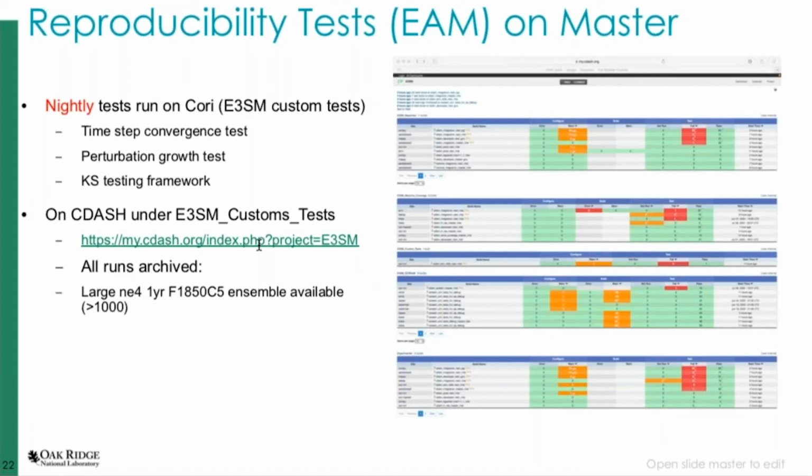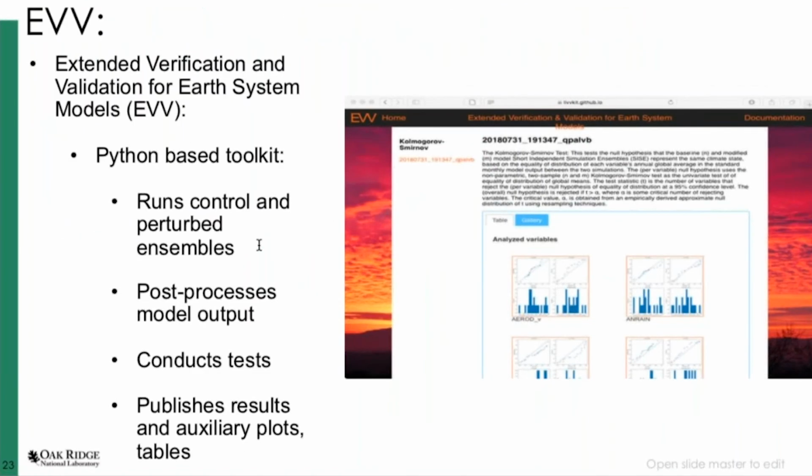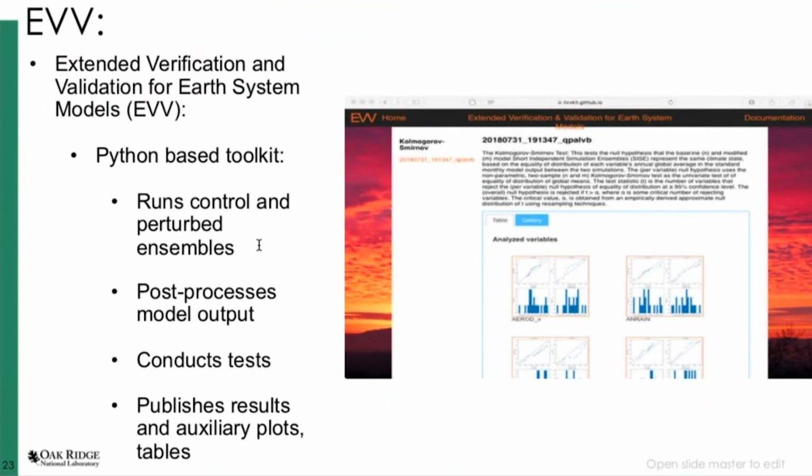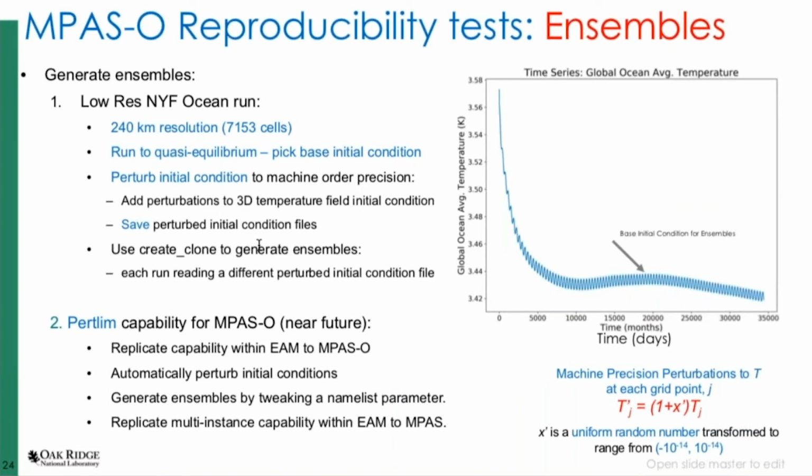We have a new person to replace Joe Kennedy. His name is Michael Kelleher, and he's right now working on fixing the problem. The results of the tests are given in a summary form on the dashboard website, but then there's a link to a broader website where we can look at the plots and the QQ plots of all the variables that we've tested. This framework that Joe developed is a Python-based toolkit, and it runs these control and ensembles. It post-processes the data, conducts the test, and publishes these results. So that was the atmosphere model that we had worked on.